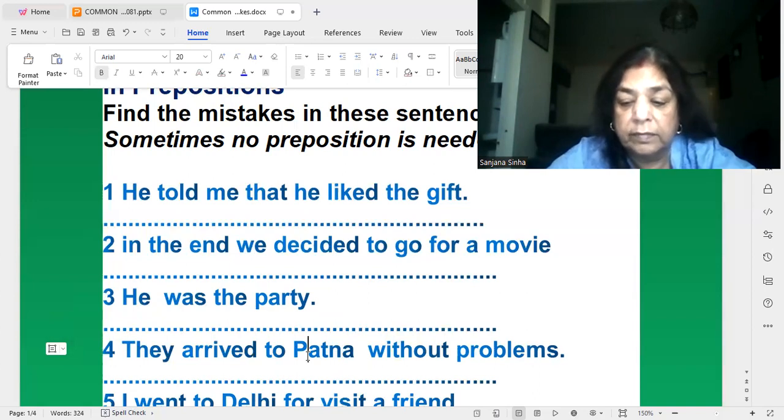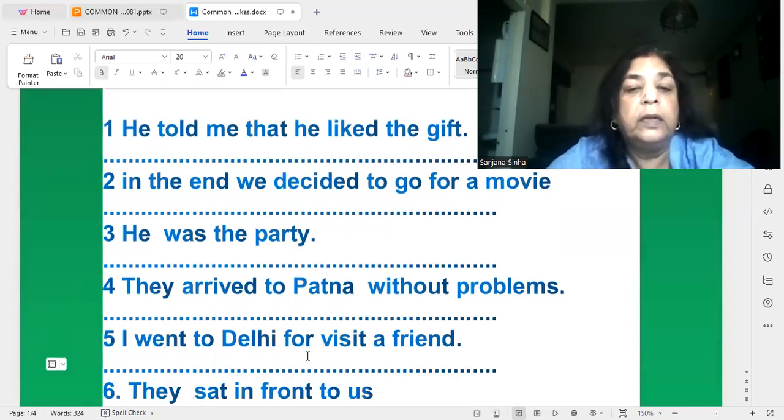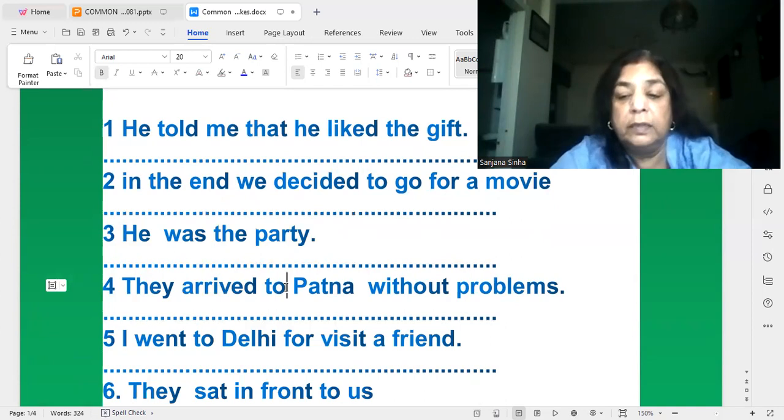The next is, they arrived to Patna without problems. They arrived to Patna. They arrived in Patna. The "to" here is uncalled for. They arrived in Patna without much problems or without any problem.